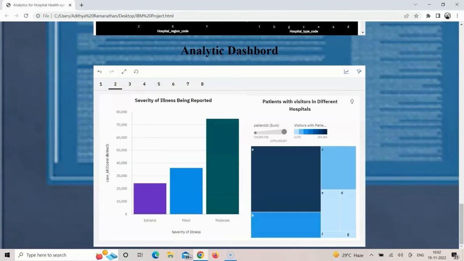In this, severity of illness being reported, and it is classified into three types: minor, moderate, extreme. Extreme consists of fewer patients and moderate consists of the most. Patients with visitors in different hospitals: B consists of more visitors and G is less. In between, B to F are moderate. Based on the shades of colors it is differentiated. Moving on to the next slide.